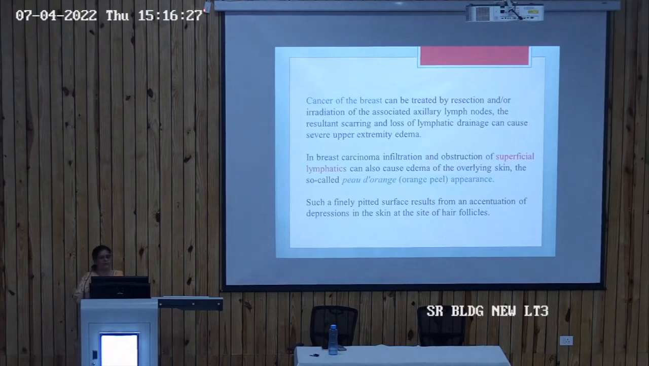Cancer of breast, similarly, when the lymphatics are affected. During cancer of breast, what happens is the lymphatics are infiltrated by the tumor cells and they are retracted. And because of the retraction, the surface, the skin of the breast looks like an orange peel. Okay, तो उसमें ऐसे गड्ढे बन जाते हैं ऐसे, so because of the retraction. Okay, and that is why it is known as peau d'orange or orange peel appearance.